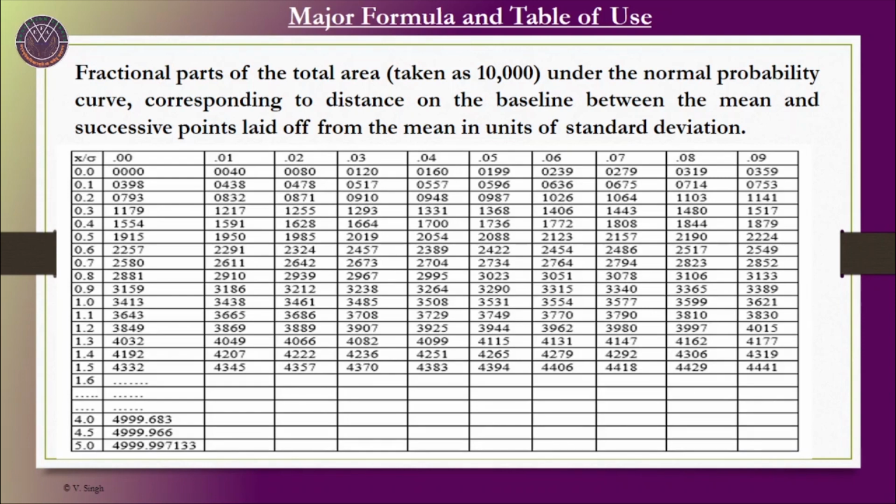The first column of the table, x by sigma, gives distance in tenths of sigma measured off on the baseline of the normal curve from the mean as origin. In the row, x by sigma distances are given to the second place of decimal. To find the number of cases in a normal distribution between the mean and the ordinate erected at a distance of 1 sigma unit from the mean, we go down the x by sigma column until 1 is reached. And in the next column under .00, we take the entry opposite to 1, namely 3413.